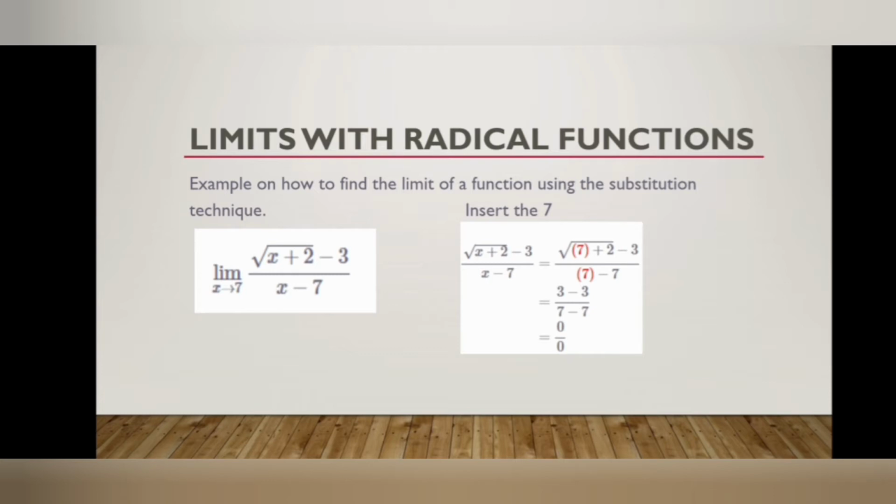Our equation will become square root of x plus 2 minus 3 over x minus 7. Now, we substitute the 7 for all of the x. That will become square root of 7 plus 2 minus 3 over 7 minus 7. Then we simplify to 3 minus 3 over 7 minus 7, and that will become 0 over 0.